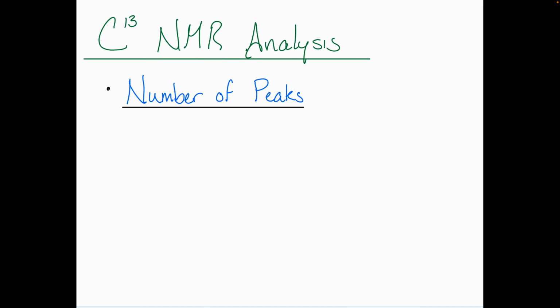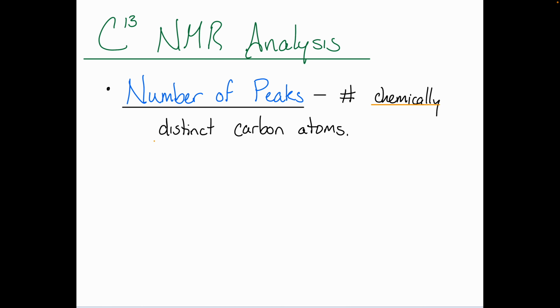All right, the number of peaks on our carbon-13 NMR graph correspond to the number of chemically distinct carbon atoms. All right, and this is our first skill that's going to take a little bit of work to get good at, is looking at a molecule and being able to see how many chemically distinct carbon atoms it has. So first of all, what do I mean by chemically distinct?